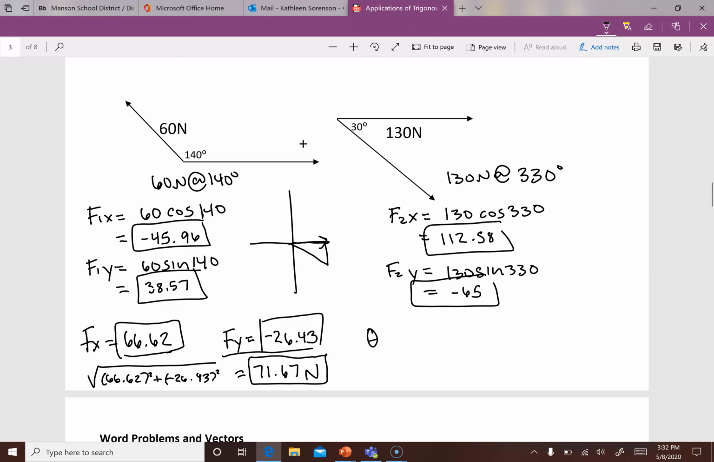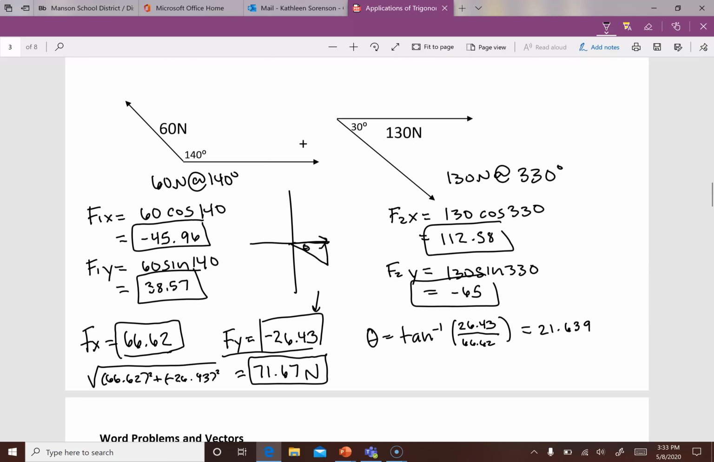So to find theta, we're going to have tan inverse of y over x, trying to keep it positive. So my y was going to be 26.43 from right here, keeping it positive, over 66.62. And I get 21.639 degrees. However, that's located right here. That's where my theta is.